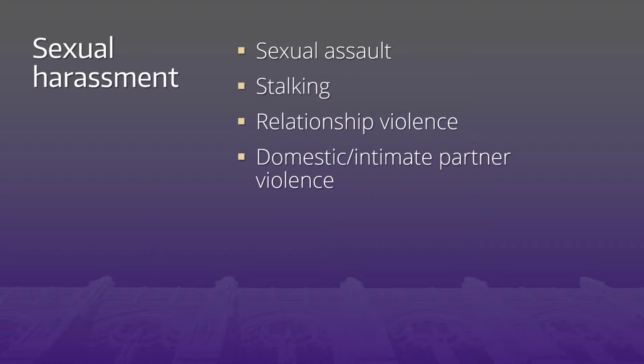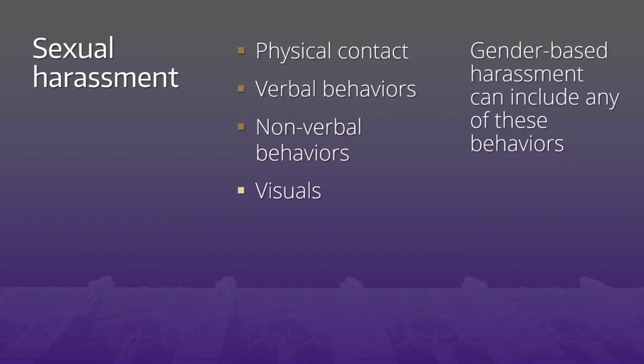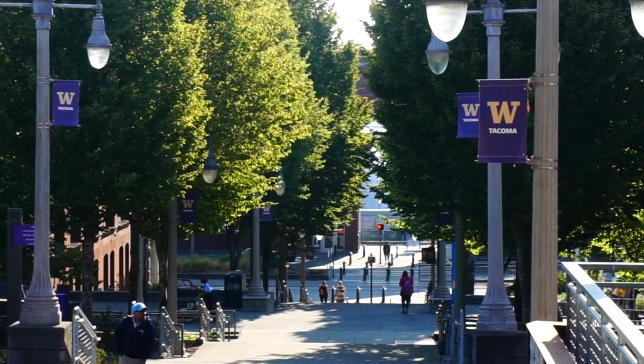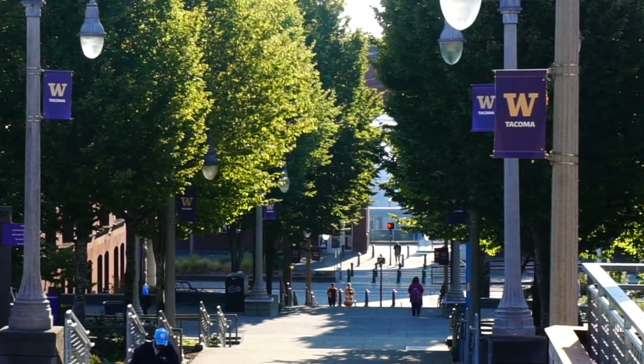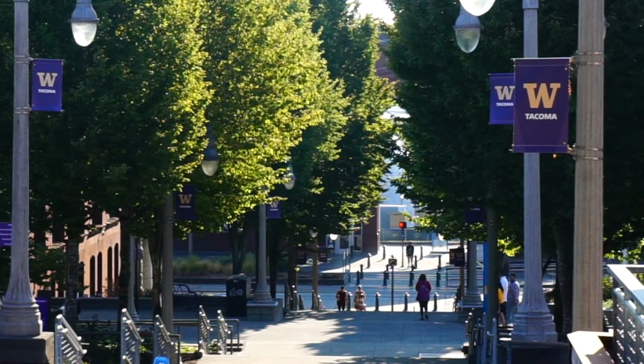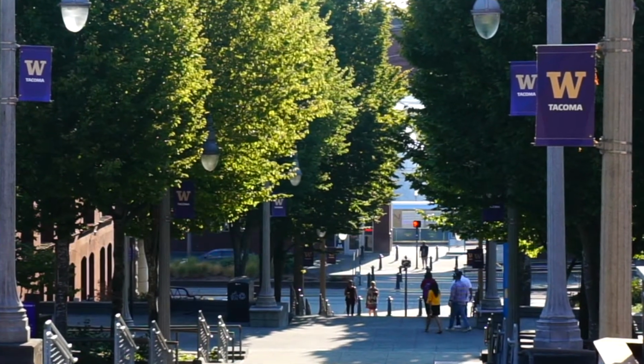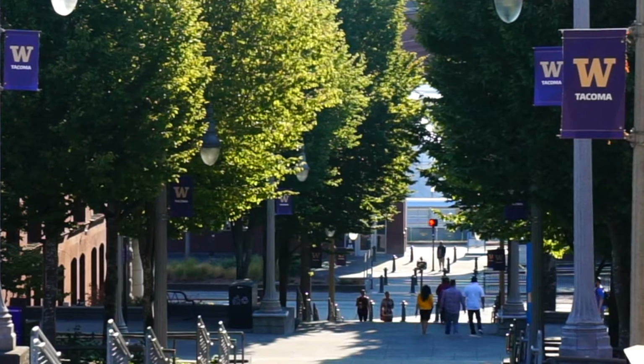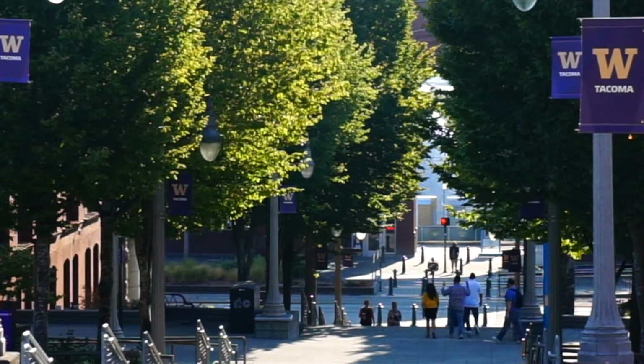Extreme forms of sexual harassment include sexual assault and stalking, as well as relationship, domestic, or intimate partner violence. Gender-based harassment can include any of these behaviors, but may not be sexual in nature. These basic definitions and examples are useful as a starting point. However, sexual harassment is complex, so it's important to understand the nature and circumstances of such conduct.